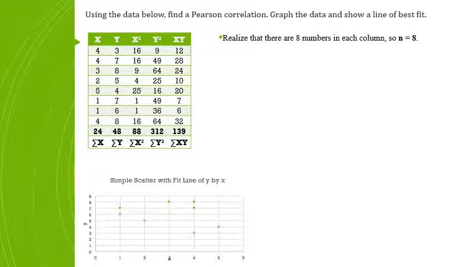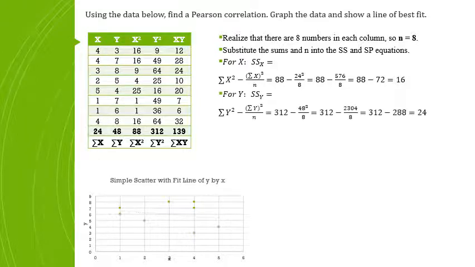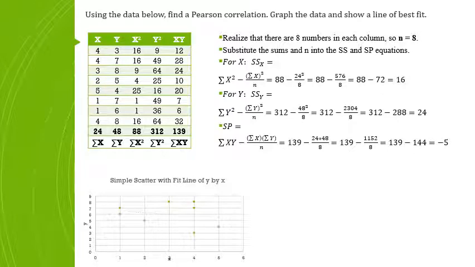So first off, just know that there are 8 numbers in each column, so n is equal to 8. And then you're going to substitute all the sums that you found at the bottom of the table into the sum of squares equations and the sum of products equations. So let's do the x one first. Sum of squares for x, substitute in the numbers for x, and you would get 16. Now find the sum of squares for y, plug in the numbers for the y column, and you should get 24. Finally, you're going to do the sum of products. Plug in all these numbers, and you would get -5.